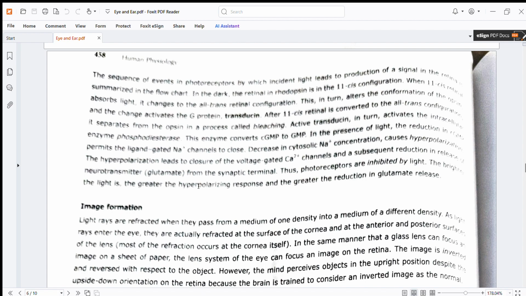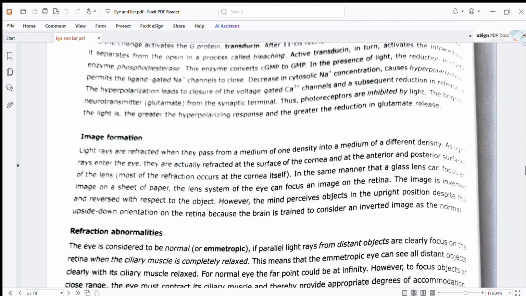Decrease in cytosolic sodium concentration causes hyperpolarization. The hyperpolarization leads to closure of the voltage-gated calcium channels and subsequent reduction in the release of the neurotransmitter glutamate from the synaptic terminal. Thus, photoreceptors are inhibited by light. The greater the brightness of the light, the greater the hyperpolarization response and the greater the reduction in glutamate release.